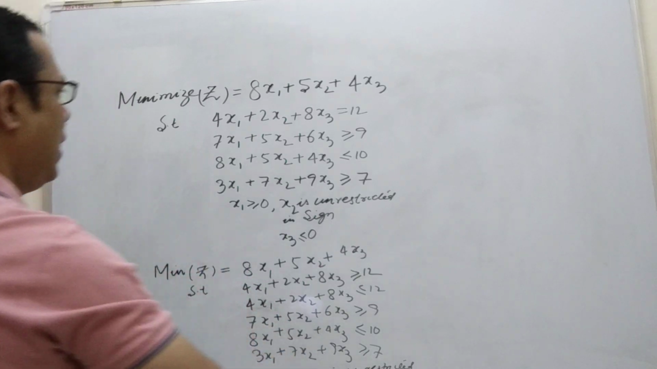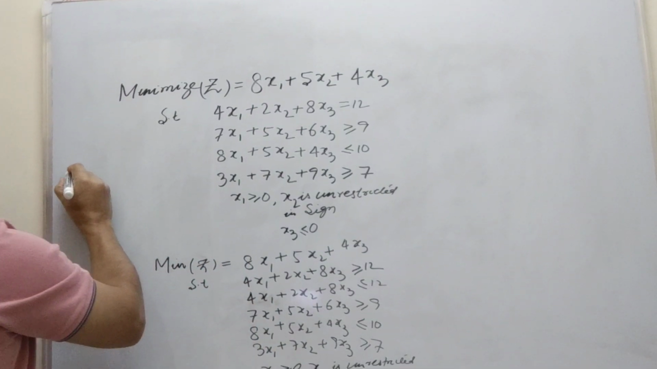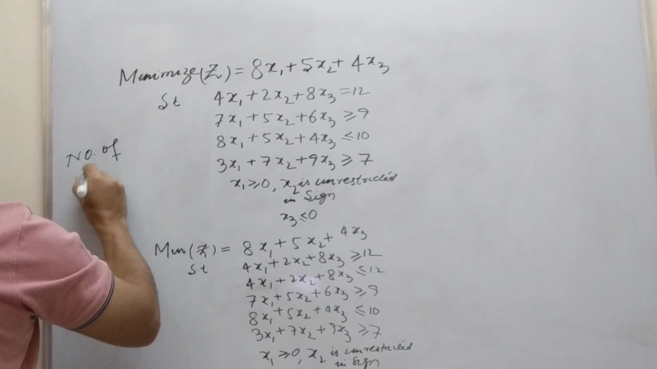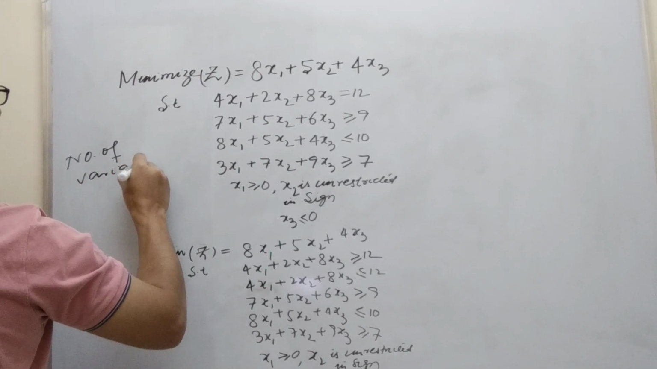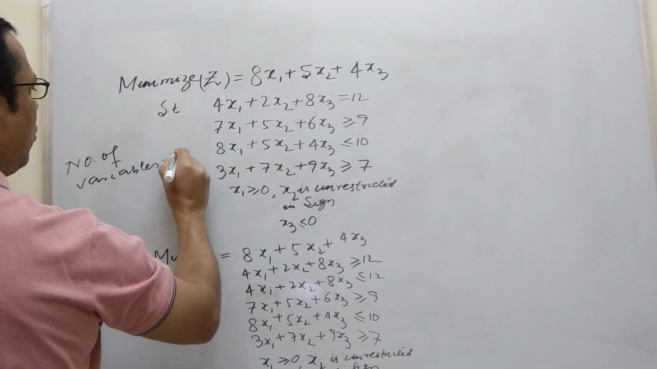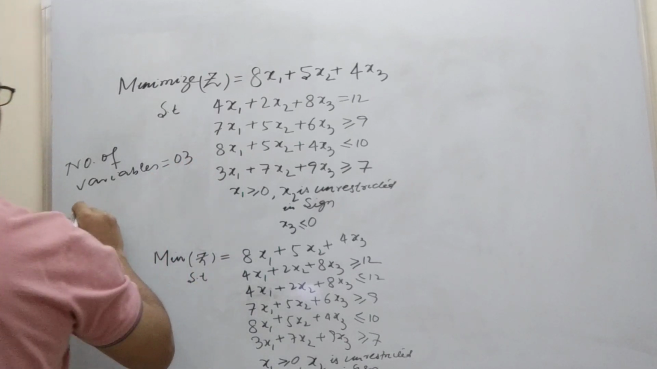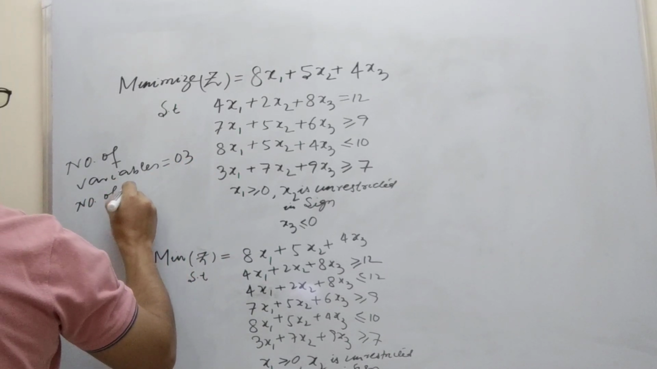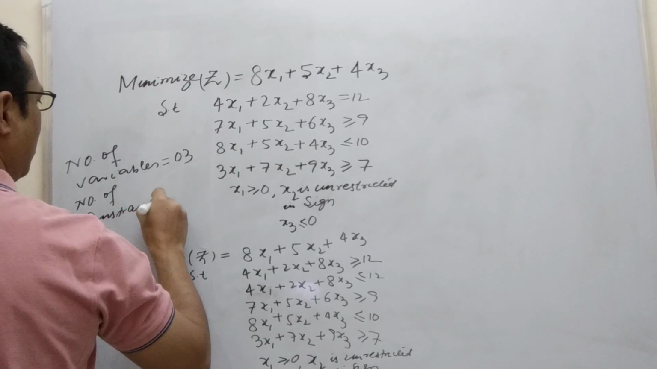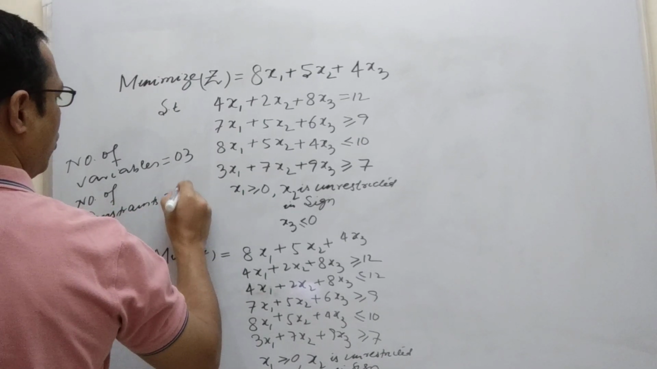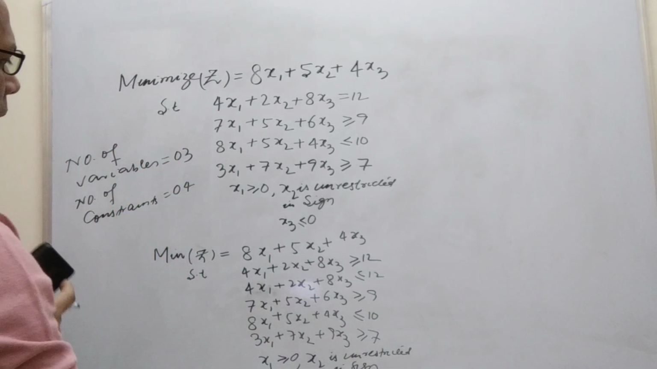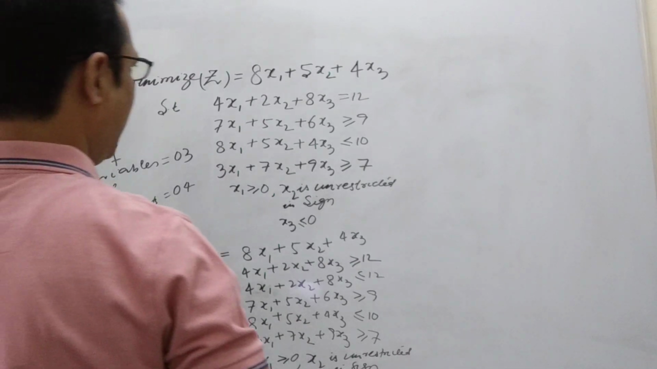So now here, the number of variables in primal is equal to 3, and the number of constraints in primal is equal to 4. So in the dual it will get changed. Okay, so now I am going to proceed.